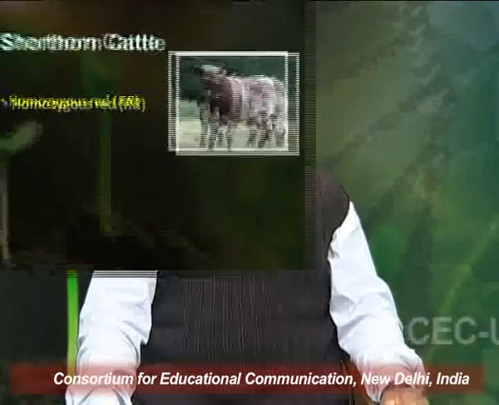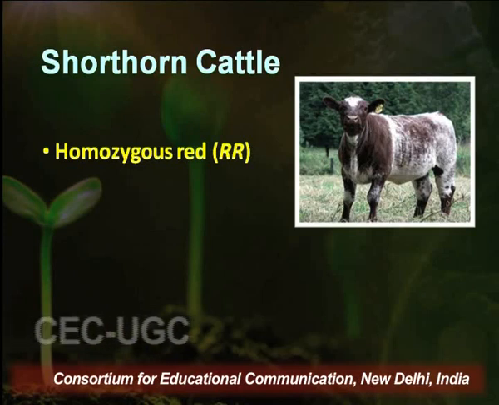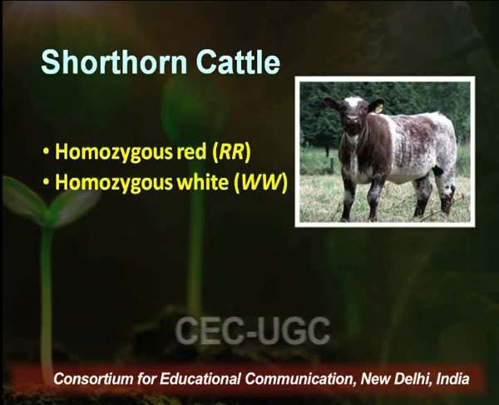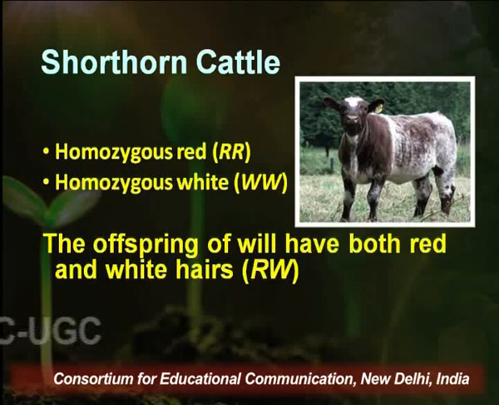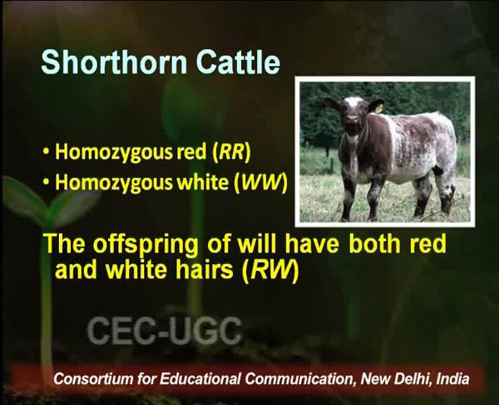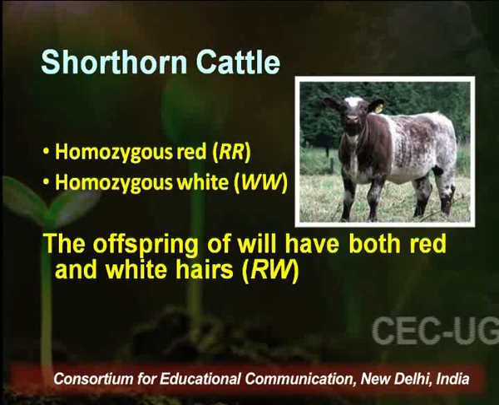Let us take a few examples to illustrate the point. We take the first example of Shorthorn cattle. In this case, we know that the cattle have different coat colors. The homozygous red would be represented by capital R and capital R, whereas the homozygous white would be capital W and capital W. A mating of the two would have a progeny which we call a roan.